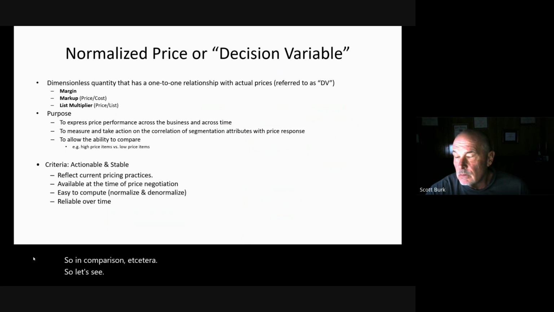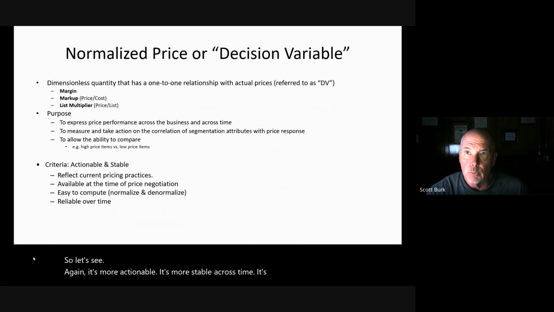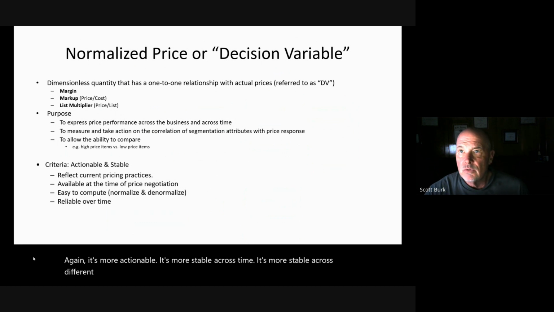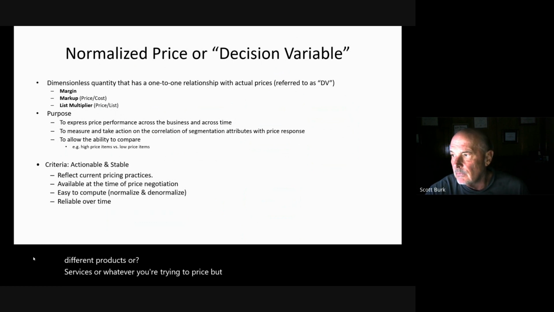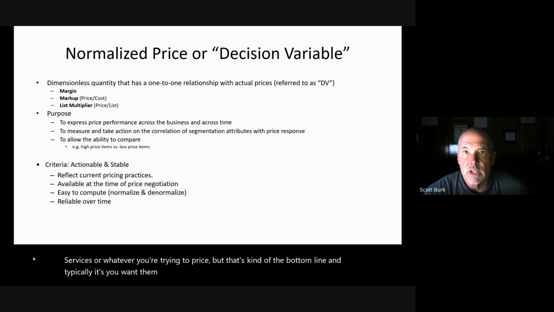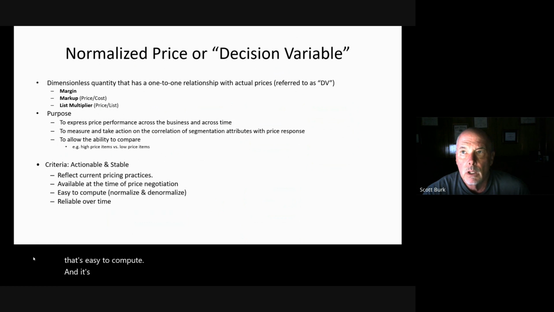Again, it's more actionable. It's more stable across time. It's more stable across different products or services or whatever you're trying to price. But that's the bottom line. And typically, you want to come up with a normalization method that's easy to compute, and it's reliable. So yeah, those are some high level topics.